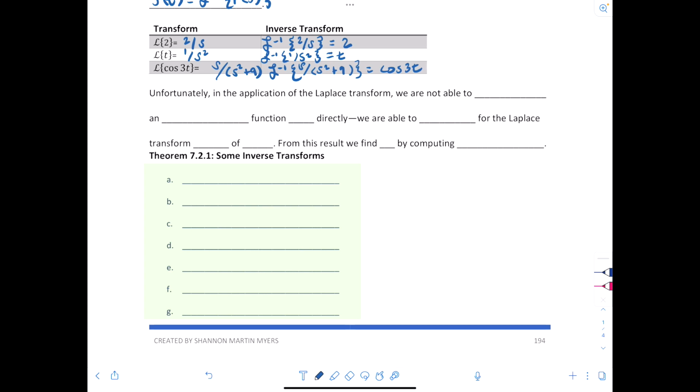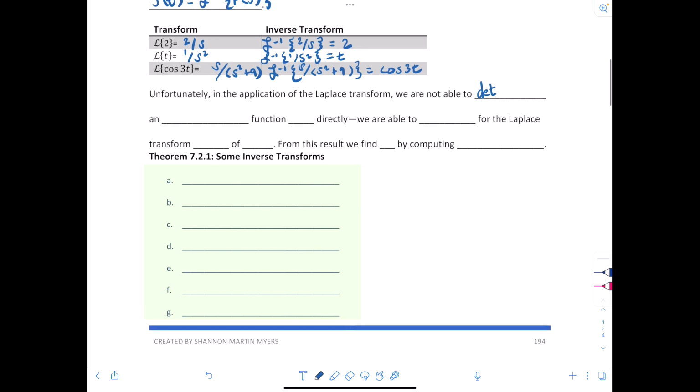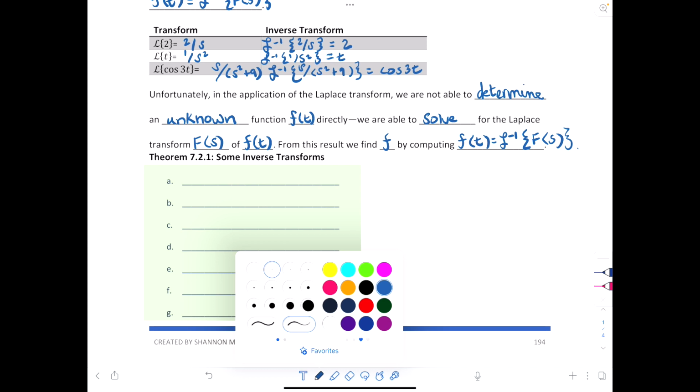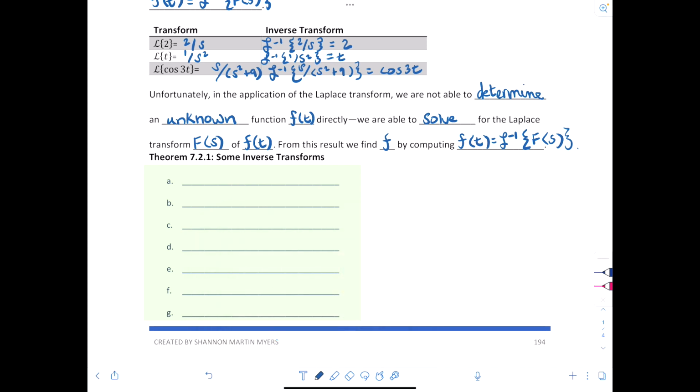Unfortunately, in the application of the Laplace transform, we are not able to determine an unknown function f at t directly. We are able to solve for the Laplace transform, capital F at S of lowercase f at t. From this result, we find f by computing f at t is equal to the inverse Laplace transform at capital F at S. All right, so here we go.